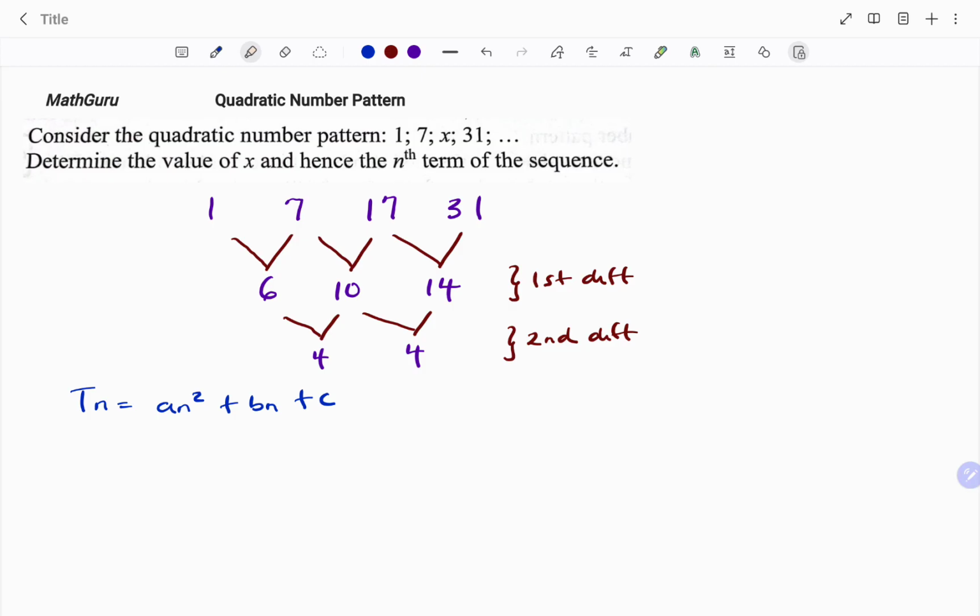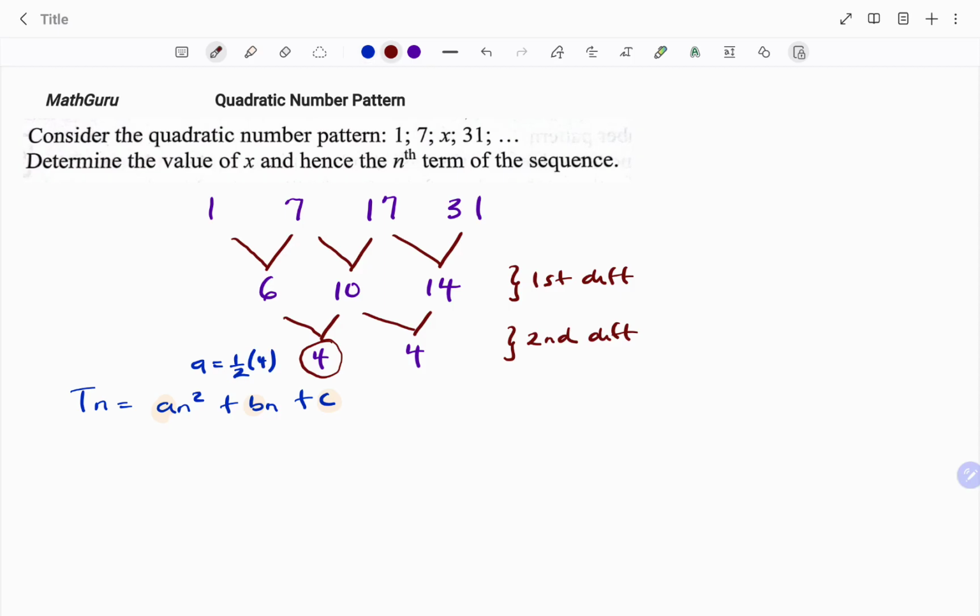So we are going to find our A, our B, and our C. Starting with the first one, I start with the A. Note that the second difference, we use that in finding A. What we have is that A equals half of that. So that's going to be A equals half of 4.